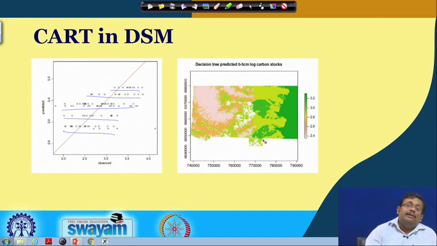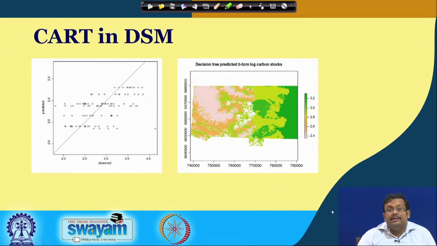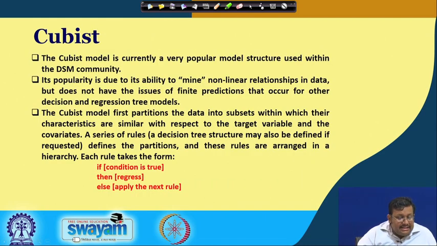So, again, this classification regression tree is a very important nonlinear method to generalize and produce the nonlinear prediction of soil properties. Another model is the Cubist model.